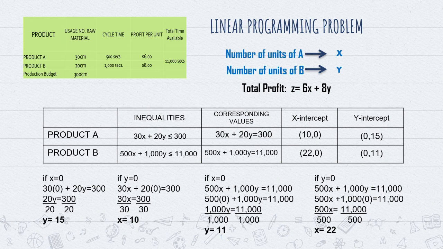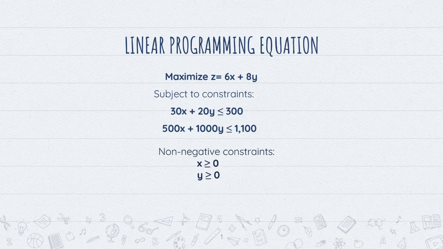This is how the whole problem looks in terms of mathematical expressions. This is the objective function: maximize z equals 6x plus 8y. These are the two constraints, subject to constraints. There's nothing else we need to know here, and for that I want you to answer a question.